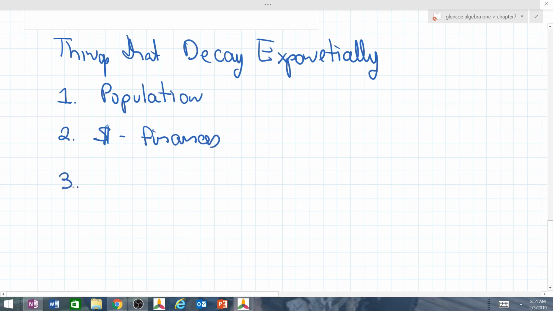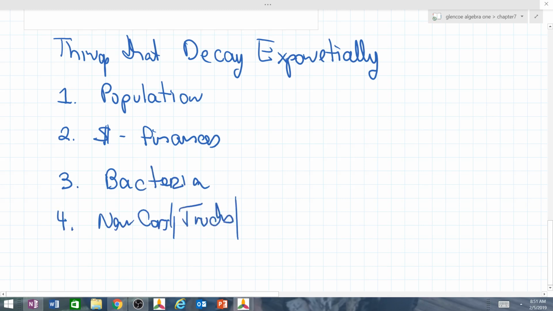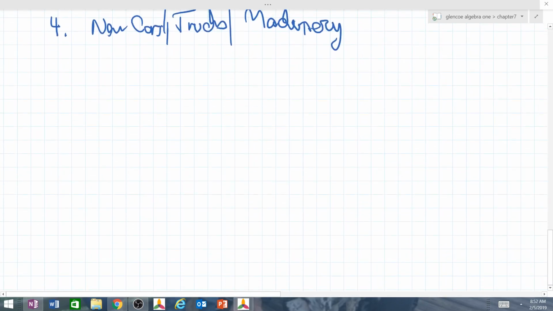Okay, what else could decay exponentially? Yes. And let's add one more on there, like new cars, new trucks, machinery. They tell you, as you'll get into upper level math and as you take a class in your senior year, I believe, they'll talk about things like you should never buy a brand new car because as soon as you drive it off the lot, it has depreciated. Okay, so let's go ahead and look at the exponential decay formula.